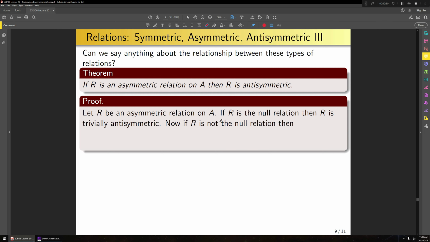Now, if R is not the null relation, then I know something about it. I know if R is not the null relation, then A has to have something in it.